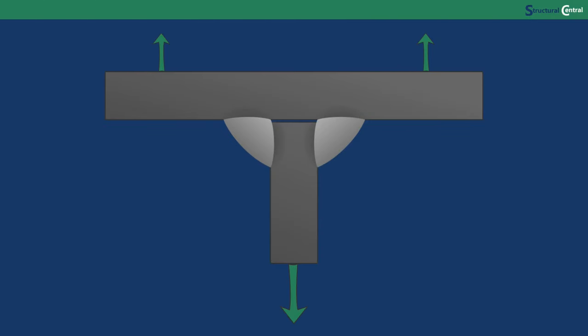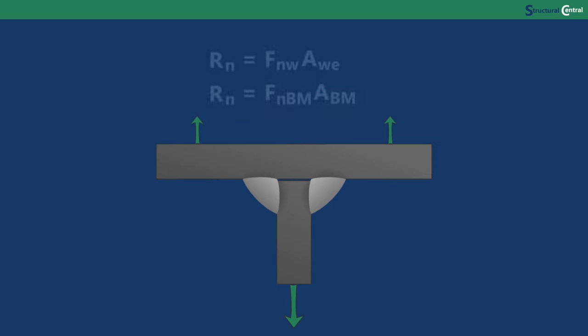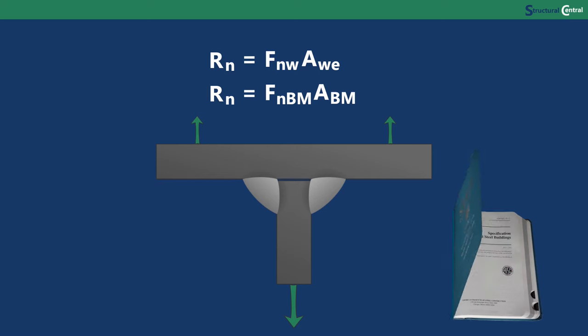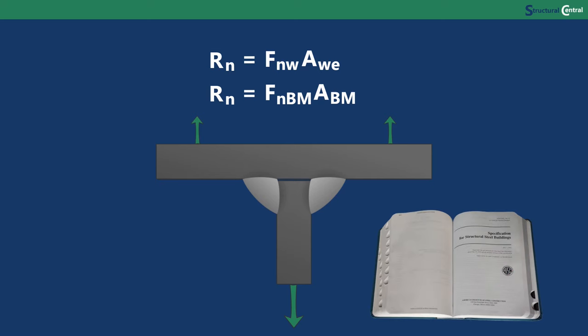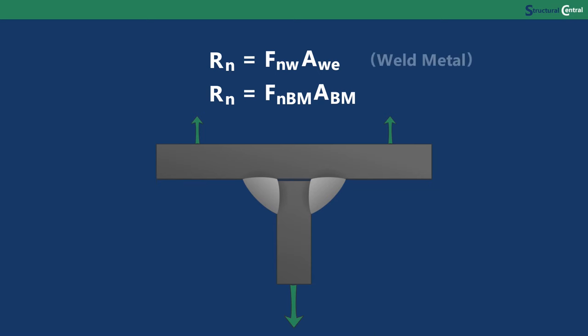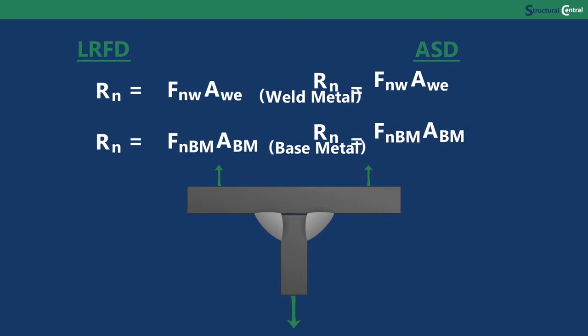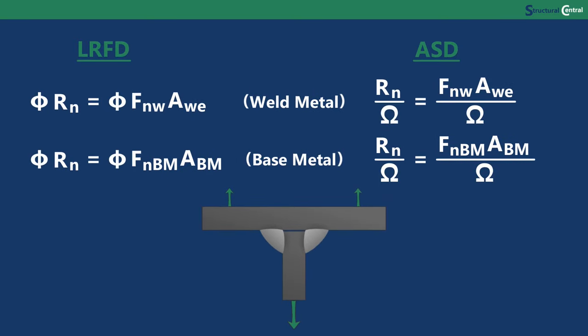Now let's get into it. For a welded joint, the stress from the reaction must be transferred from the first member through the weld and then to the next member. The strength of the joint will be dictated by two simple formulas that are found in section J2.4 of AISC 360, which is the specification for structural steel buildings found in the back of the steel construction manual. One equation is for the weld metal and the other is for the base metal. The formulas say that the strength is just the nominal stress times the area. You then need to include your LRFD and ASD safety factors to get the design capacity.